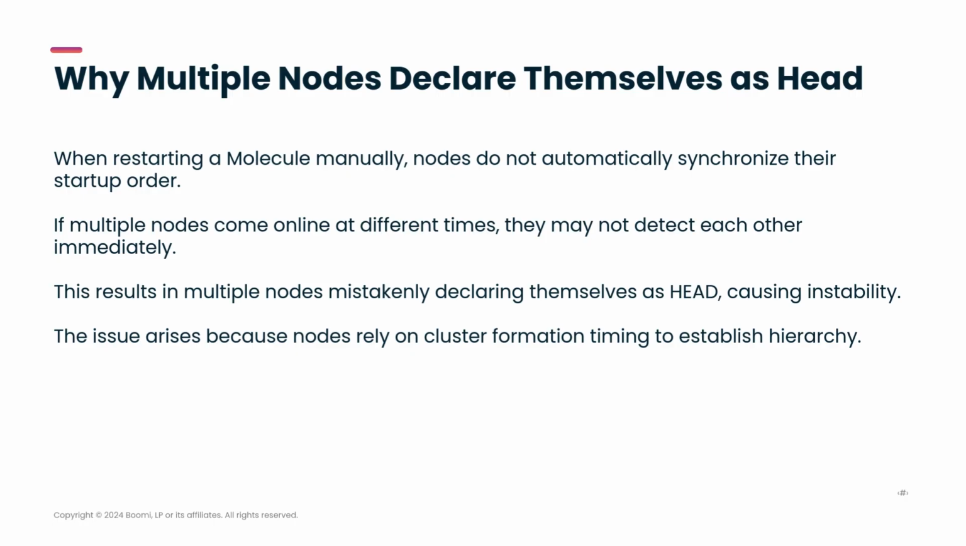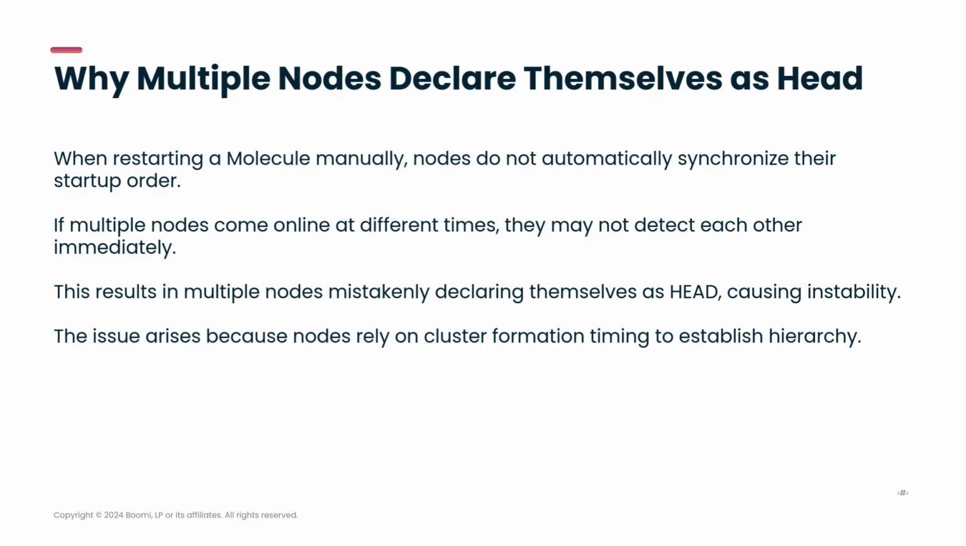When you restart a Boomi molecule manually, each node starts up independently. Since they don't communicate instantly, multiple nodes may attempt to claim the head node role at the same time. Here's why this happens. Each node expects to detect the head node during startup. If the first node isn't fully initialized when the other node starts, the second node may assume no head node exists, so it declares itself as the leader. This can happen repeatedly, causing multiple nodes to believe that they are the head node, leading to cluster instability. In some cases, this can even disrupt process execution and log synchronization.